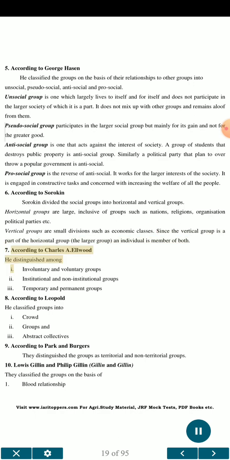7. According to Charles A. Ellwood he distinguished among 1. Involuntary and voluntary groups, 2. Institutional and non-institutional groups, 3. Temporary and permanent groups.